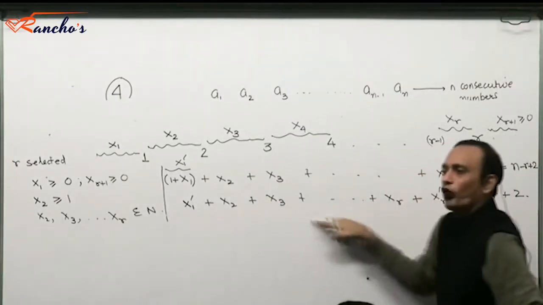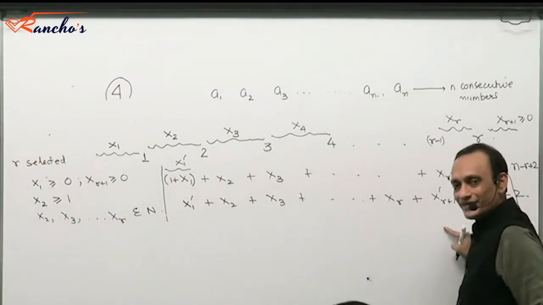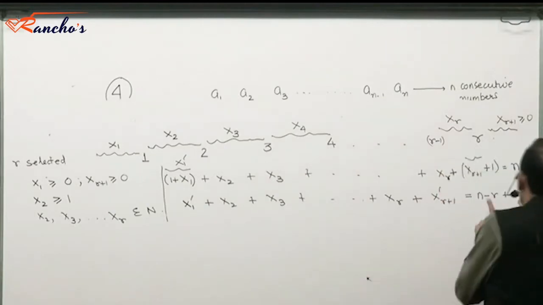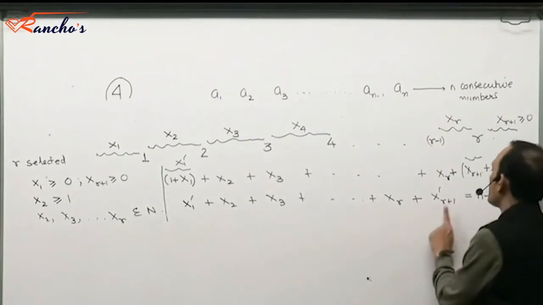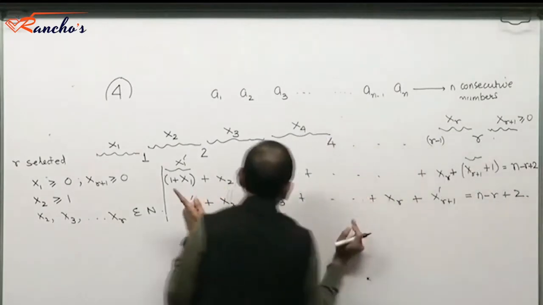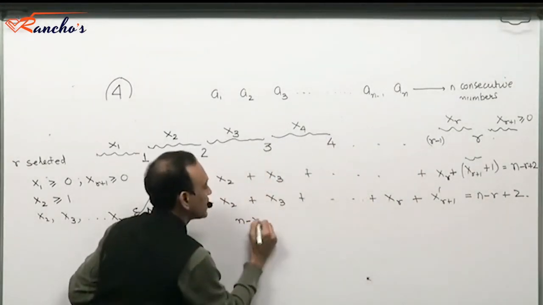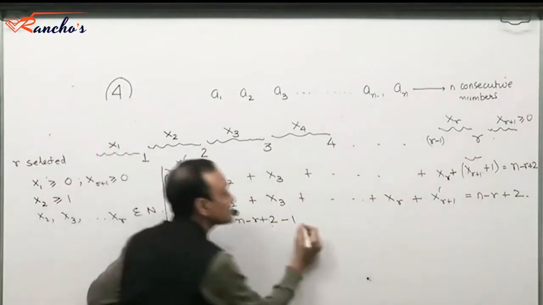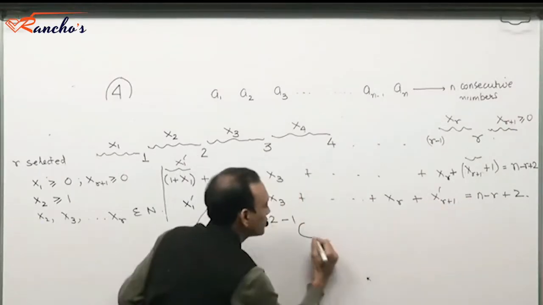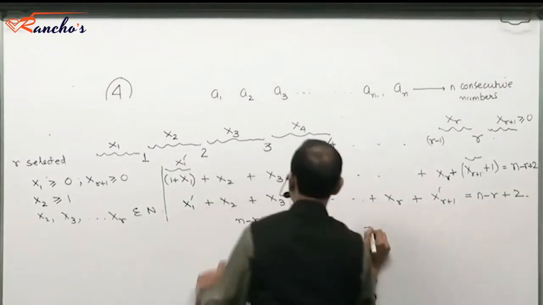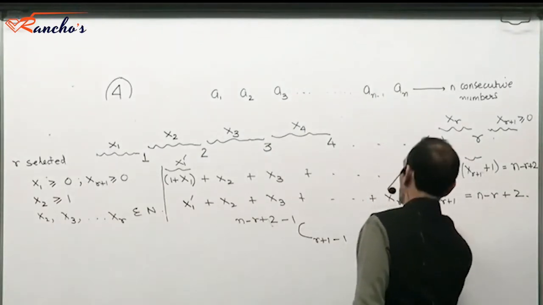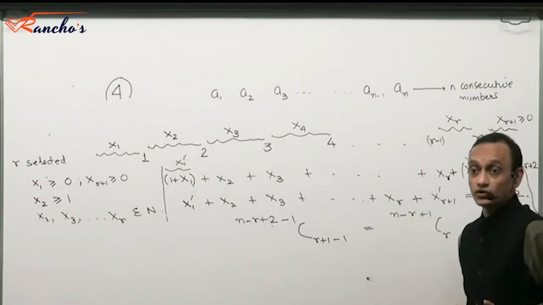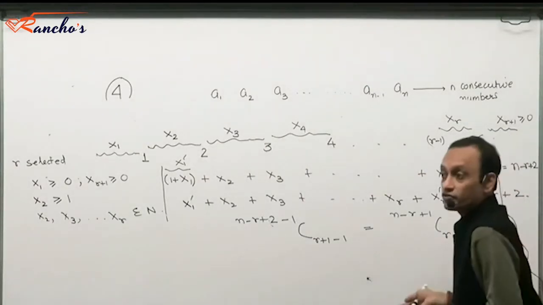So now all variables involved are natural numbers, right? And I want to find the number of natural number solutions to this equation. Instead of n, I have n minus r plus 2. Instead of r, I have r plus 1. So what will be the number of natural number solutions? N minus r plus 2 minus 1, that is n minus r plus 1, C, r plus 1 minus 1, which is C r. So this is n minus r plus 1 C r. That will be the number of natural number solutions to this equation. Yes or no? That's another way of looking at it.